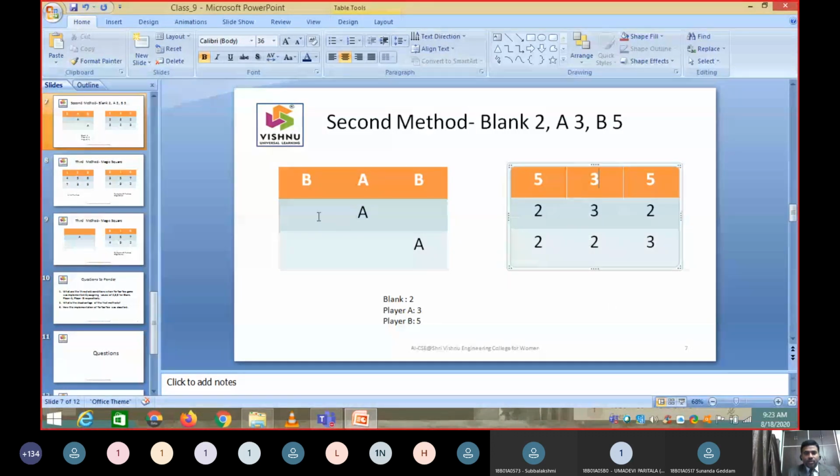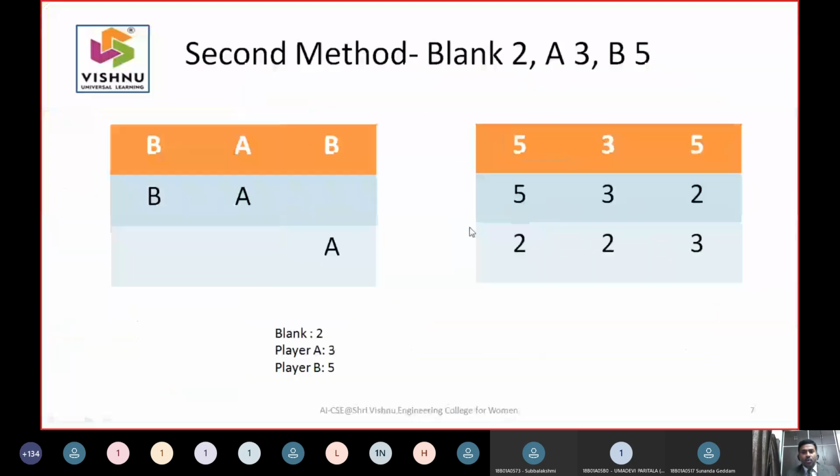So assume that B has played here, and B's value is 5. Again, you have a critical point like this, like 5 into 5 into 2 was there. So that is the alert for A. So this is what it is.